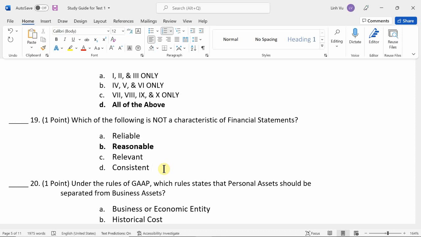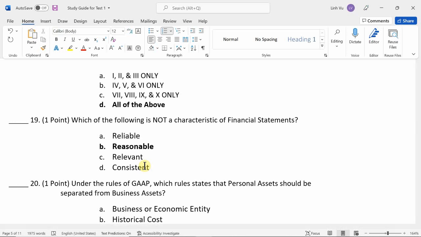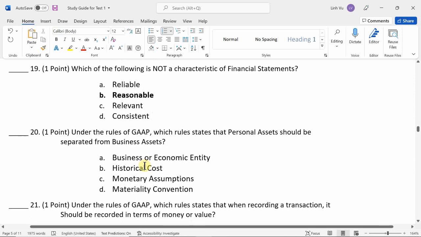Relevant with the rules. Are they up to date? And even consistency is using one kind of method and sticking with it all the way through the entire accounting period. Being consistent, because that's going to produce the most accurate answers. So in this case, you're not going to be producing the financial statements to be reasonable. You can justify it saying, look, I'm reasoning with you, that I'm making a profit and this is the reason why, but at the end of the day, that's not a component of why you need to produce the financial statements. Number 20.